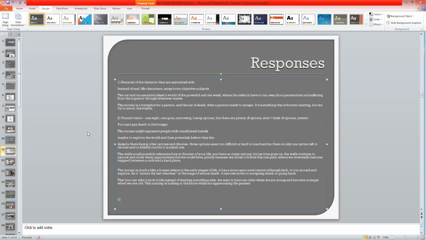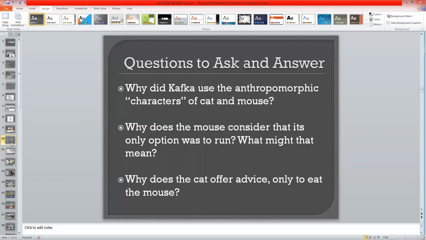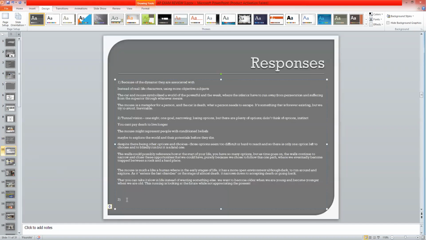So I want to move us to the third question, which is, why does a cat then offer advice only to eat the mouse? Why have this particular grim ending? Has anyone inferred or thought about this? What do you all think of this one here? Seems kind of sadistic to tell you how it is and then kill you.